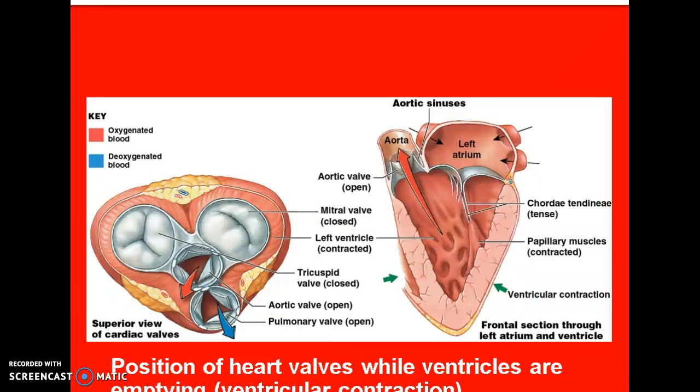This is showing the position of the heart valves when the ventricles are emptying or during contraction. So during contraction, both of these AV valves are closed and the blood flows out. This is oxygenated blood, so it would be flowing out of the aorta. And this is deoxygenated blood, so it's on its way to the lungs.